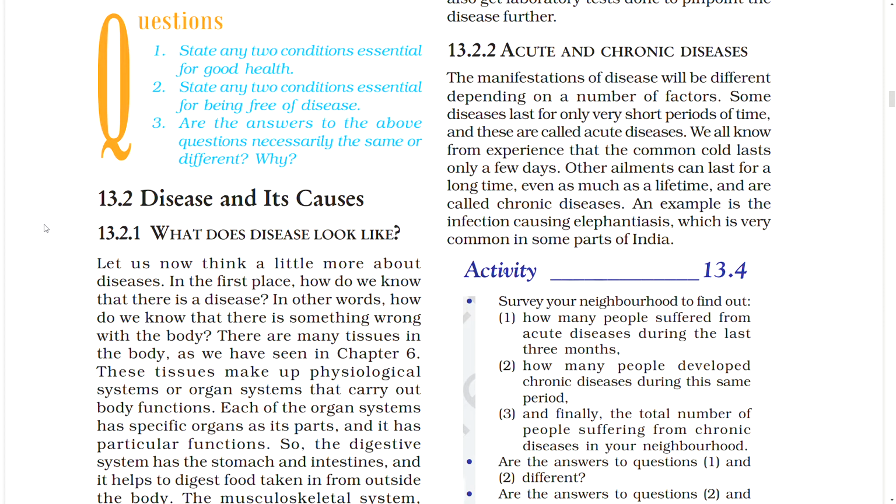13.2.2. Acute and chronic disease. The manifestation of disease will be different depending on a number of factors. Some diseases last for only very short periods of time, and these are called acute diseases. We all know from experience that the common cold lasts only a few days. Other ailments can last for a long time, even as much as a lifetime, and are called chronic diseases. An example is the infection causing elephantiasis, which is very common in some parts of India.